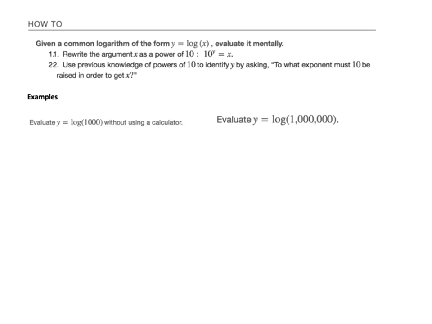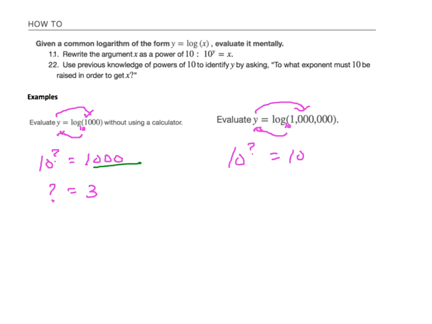When you're asked to evaluate the log of 1,000, basically you're being asked what you can raise 10 to, to give 1,000. 10 to the something is 1,000. That something had to be 3, because there are 3 zeros on the end. And over here on the right, understood 10, 10 to the something is equal to 1 million. With 1 million, I have 6 zeros, so that something had to be 6.